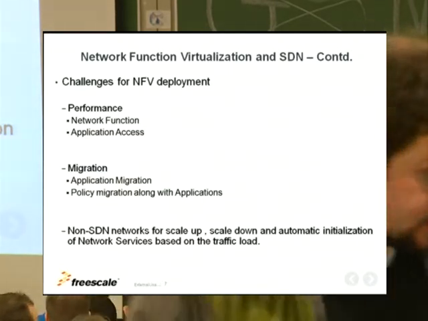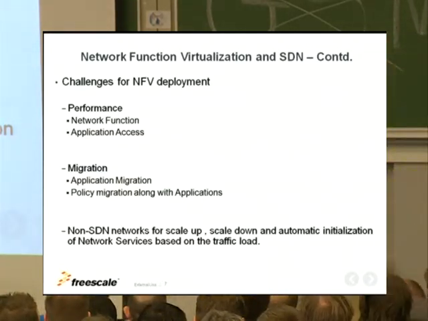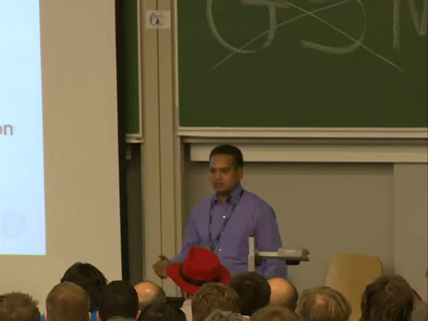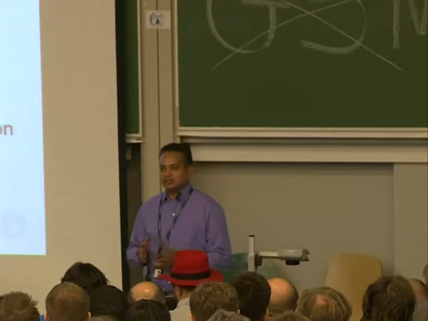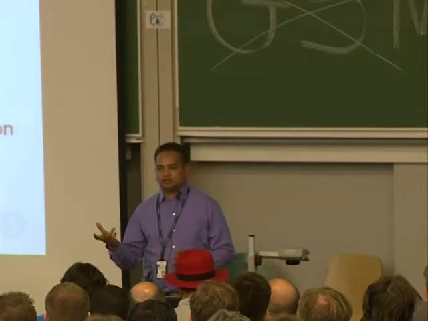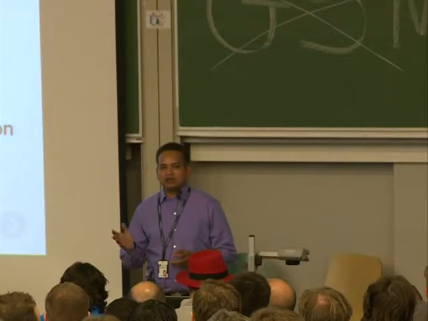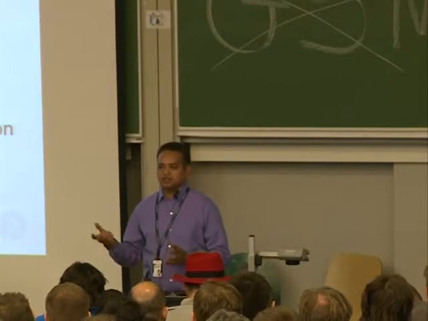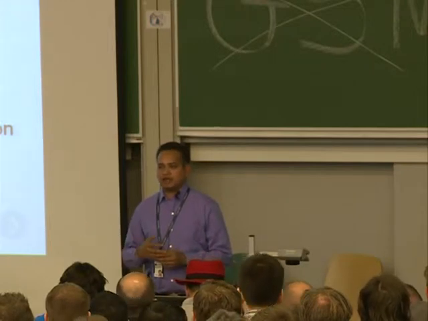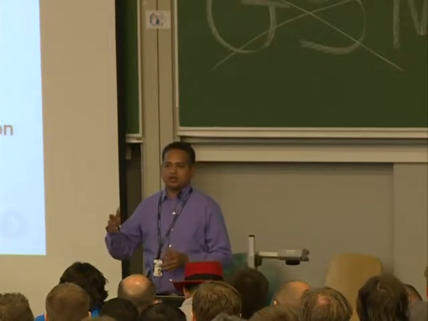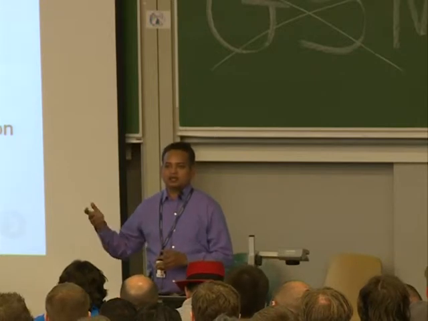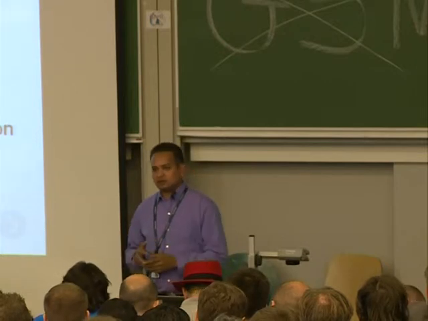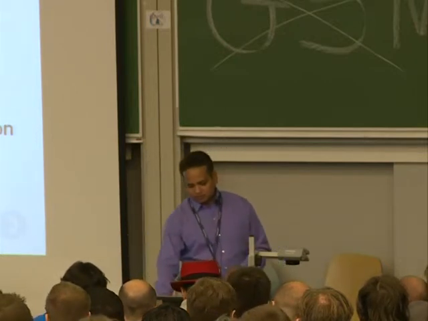And we have non-SDN networks for scale up and scale down, and automatic initialization of network services based on traffic load, like the elasticity. Where the traffic is low, we don't need many network services, so we can have a few firewalls running. When we have a heavy load running into the system, we can scale up these network services based on the traffic patterns to the cloud of the tenant.